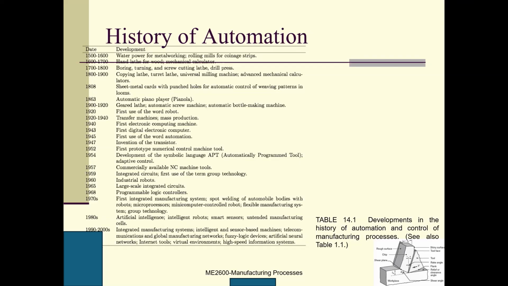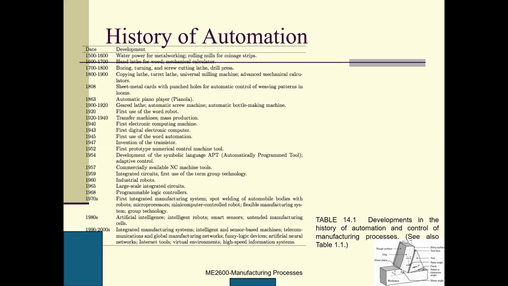After the automation, people can produce products in mass production. And the first electrical computer machine, the 1940s, right? The 1940s, the first computer. And this is the first digital electronic computer. So you can see the computer. After these computers, other people had computers, and then we have the first use of the word automation. So you can see the transistors. This is the electronic component.